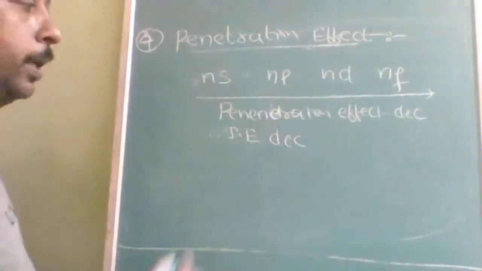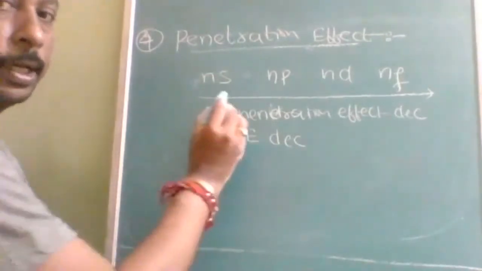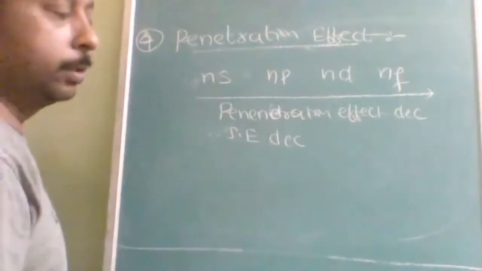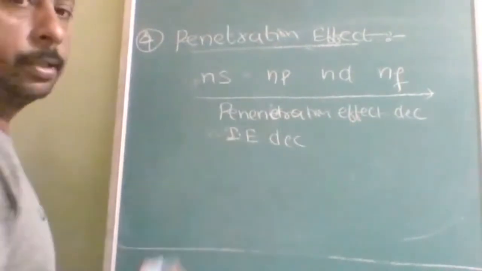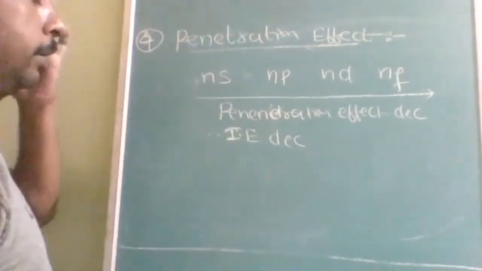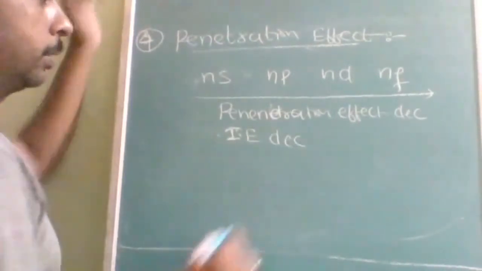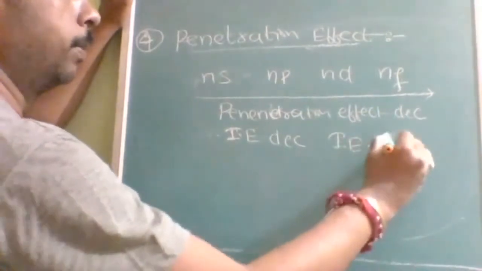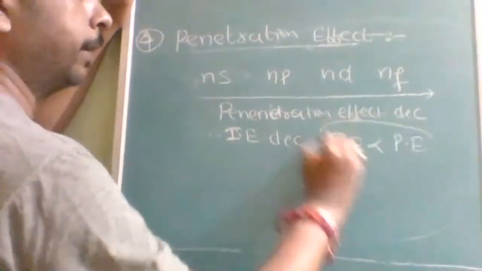Okay, this is the penetration effect. Understood? Ns, Np, Nd, Nf. Penetration effect decreases. Therefore, ionization energy also decreases. Ionization energy also what happens? Decreases. Okay, we can say ionization energy is directly proportional to penetration effect.